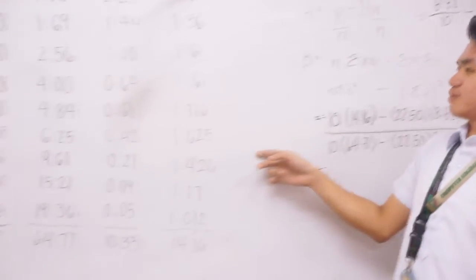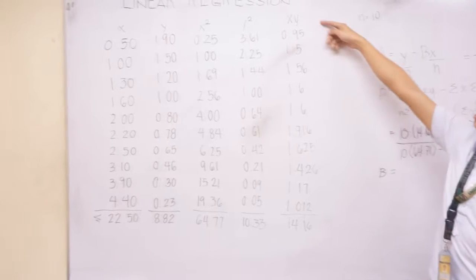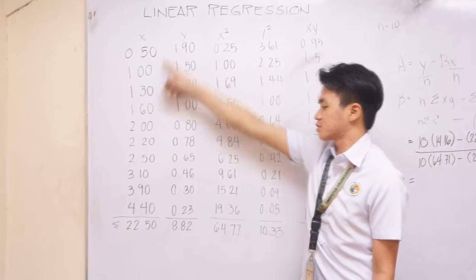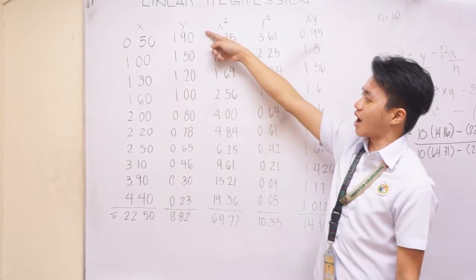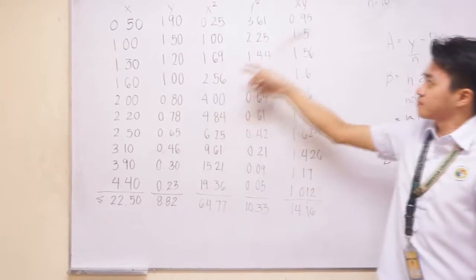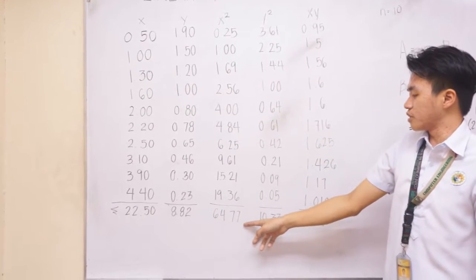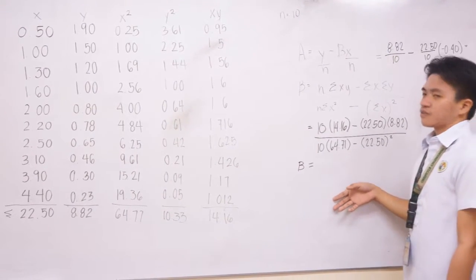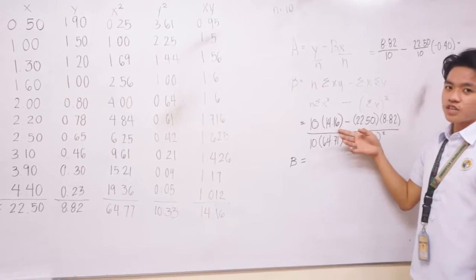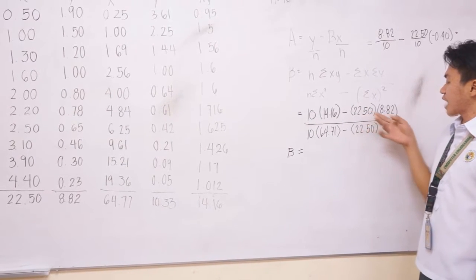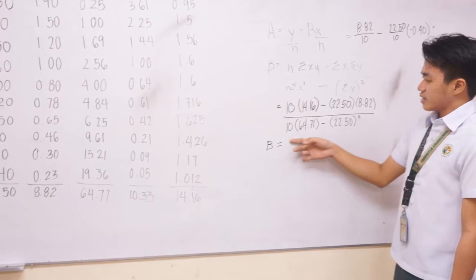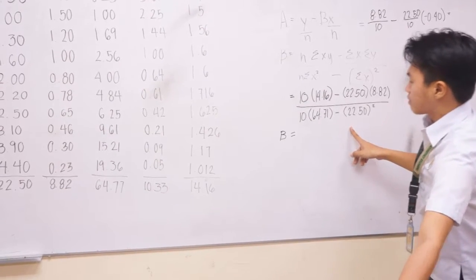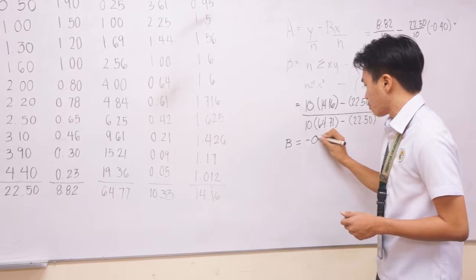Going back to our table, we can already obtain the data, which for x times y, we have the summation of 14.16, and for the summation of x, we have 22.50, and for the summation of y, which is 8.82, and for the summation of x squared, which is 64.77. So, changing the variables in our data for the equation of b, we're going to have 10 times 14.16 minus 22.5 times 8.82 all over 10 times 64.71 minus 22.5 squared. That will give us the value of b, which is negative 0.40.